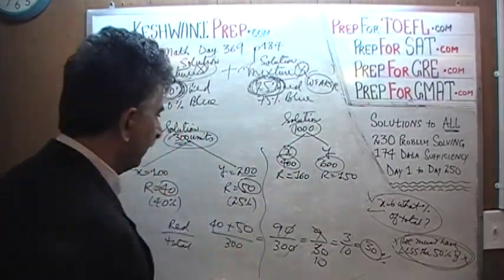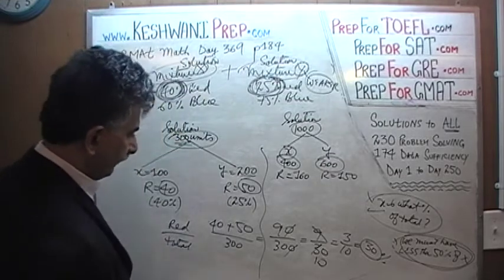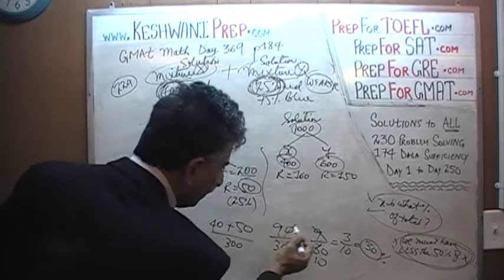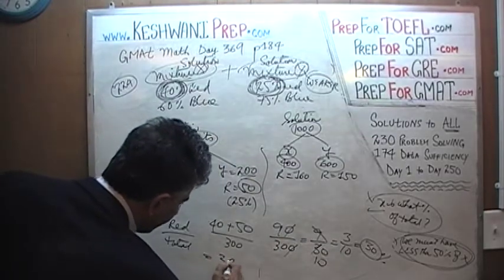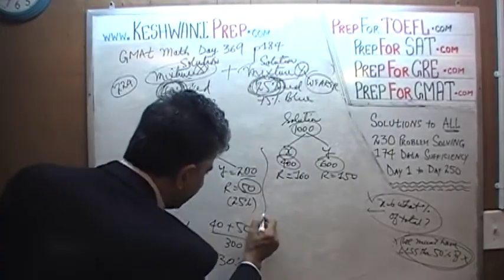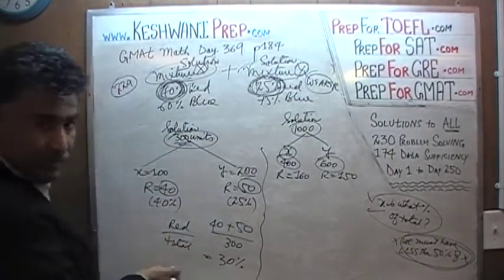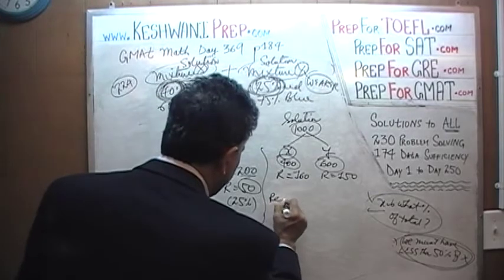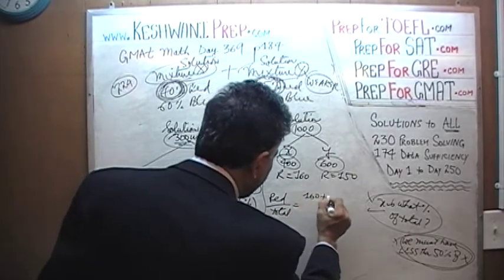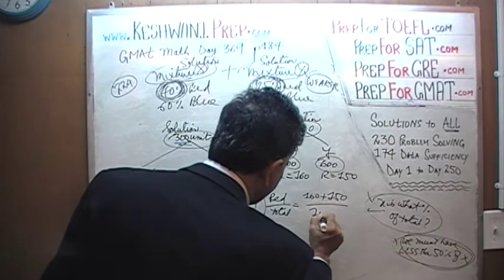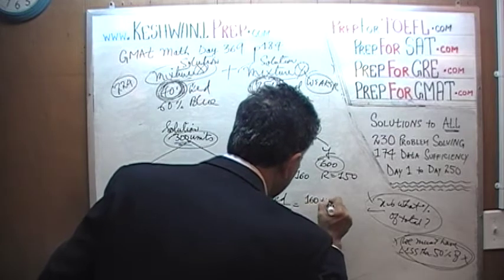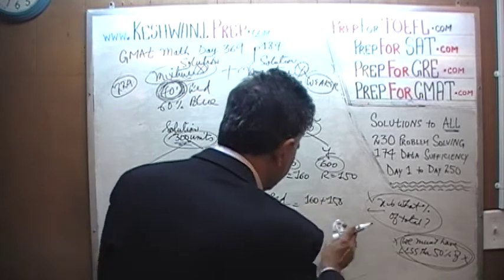I'm going to put a demarcation here. This is getting quite complicated because I don't want to erase anything. Listen, we can erase all of this. We know this equals 30%. So let's erase all of this so we can have a clear board. Okay, same exact routine as before. So we have red over the total. Red is 160 plus 150 over 1000. 160 plus 150.